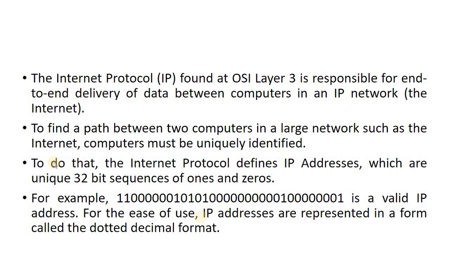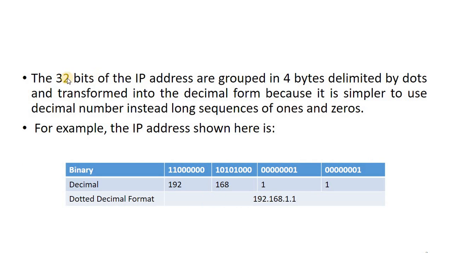For the ease of use, IP addresses are represented in a form called the dotted decimal format, because understanding, as you can see, this long sequence of ones and zeros is difficult. The 32 bits of the IP address are grouped in 4 bytes or 4 octets, limited by dots and transformed into the decimal form because it is simpler to use decimal numbers instead of long sequences of ones and zeros, as I said.